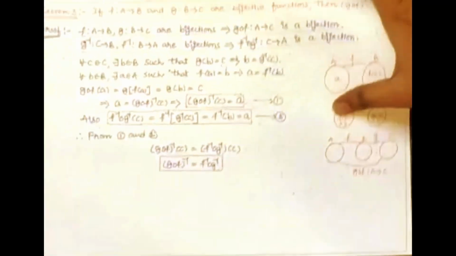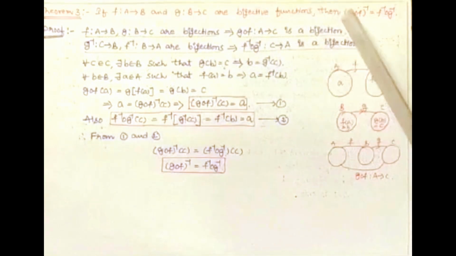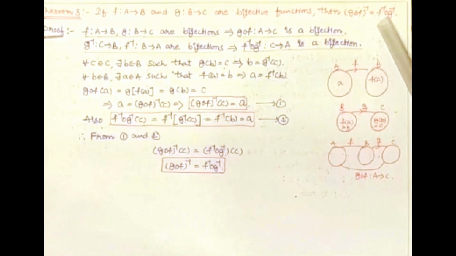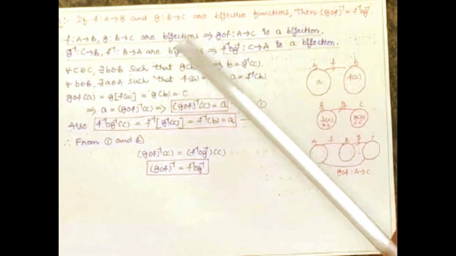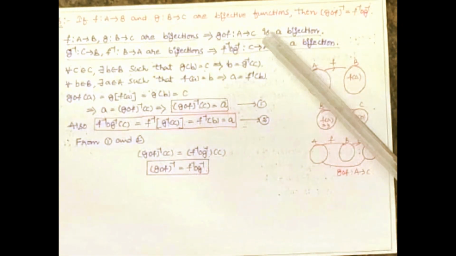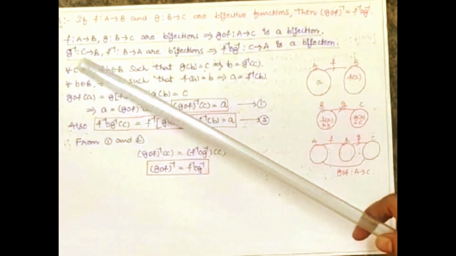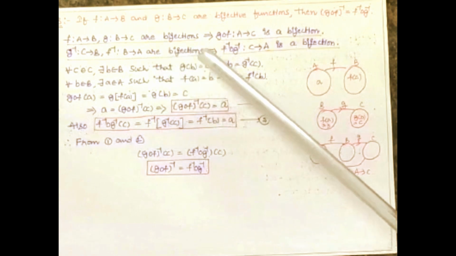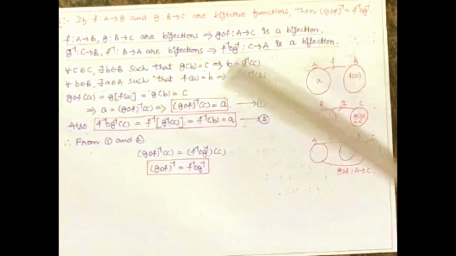Next is another theorem I am going to discuss. If f: A to B and g: B to C are bijective functions, then (g∘f) whole inverse is equal to f inverse ∘ g inverse. If f: A to B and g: B to C are bijections, then g∘f: A to C is also a bijection. Already we proved this theorem. Now I am taking g inverse: C to B and f inverse: B to A are bijections. f inverse ∘ g inverse: C to A is also a bijection.